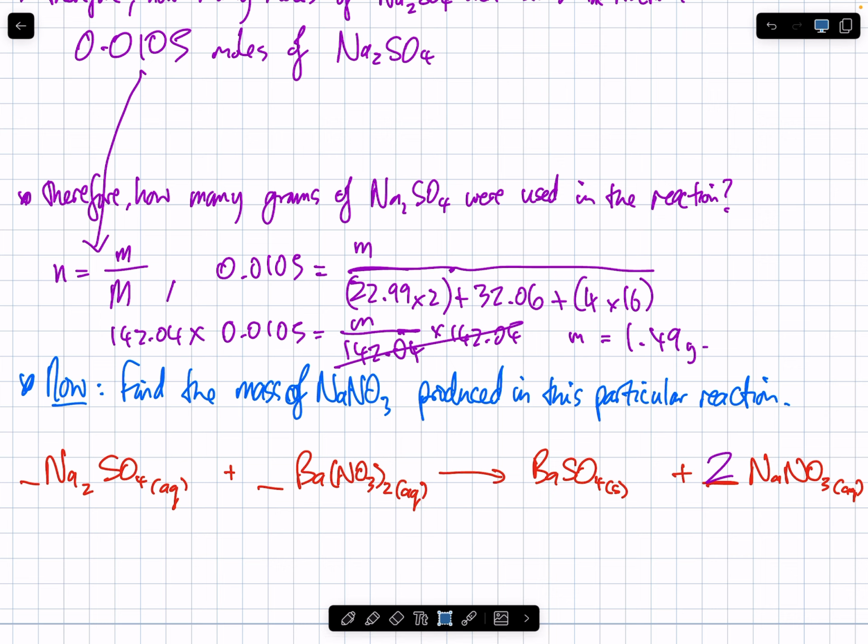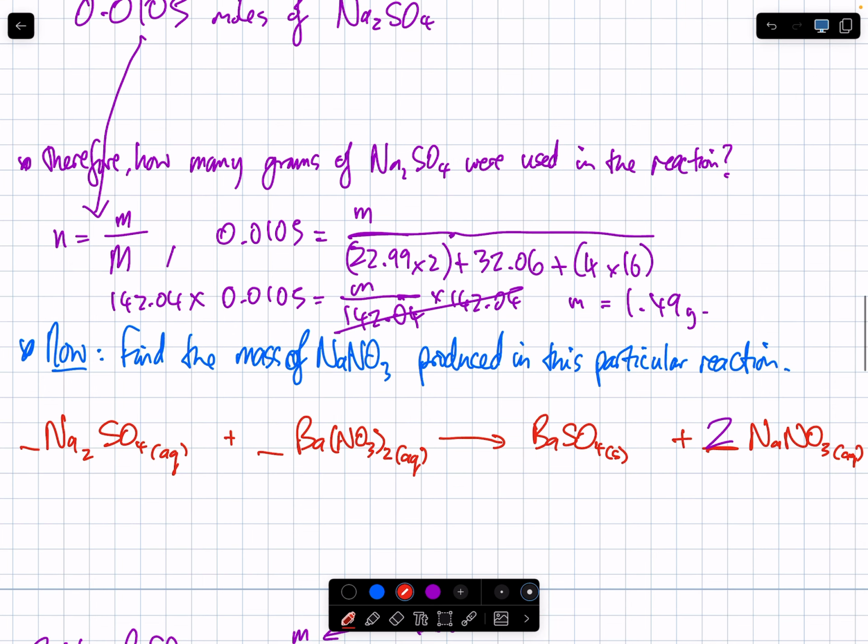All right, stop. Let's bring it together now. I'll do it in red. So hopefully we established that if you used 0.0105 moles here, because of the ratios, you would have used 0.0105 moles here, 0.0105 moles there. But how many moles would I get of the last one? Double that? 0.021 moles.